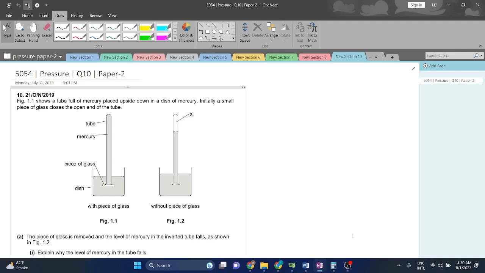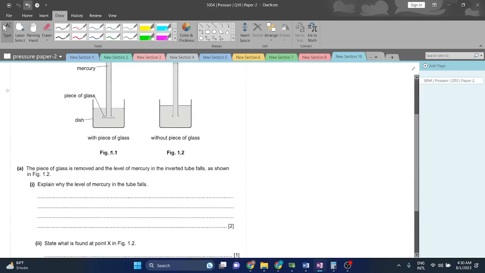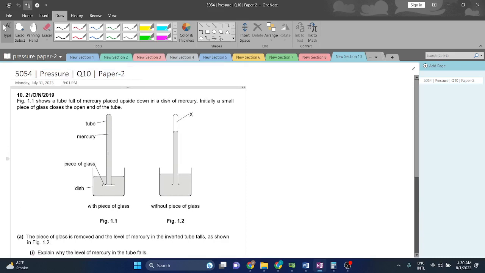Let's start. Question 10. Figure 1.1 shows a tube full of mercury placed upside down in a dish of mercury. Initially, a small piece of glass closes the open end of the tube. पहले इधर एक piece of glass रखा हुआ था उसके बाद उस piece of glass को हटा दिया गया है and the mercury has been released into the dish. The piece of glass is removed and the level of mercury in the inverted tube falls as shown in figure 1.2. Explain why the level of mercury falls.